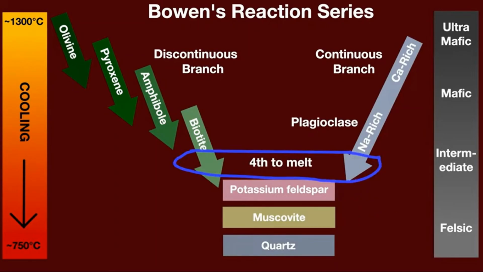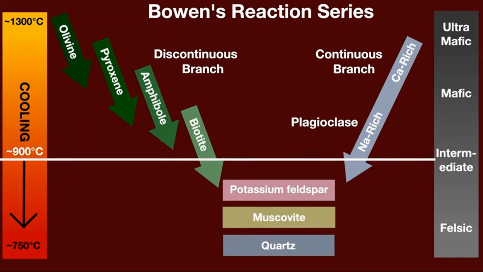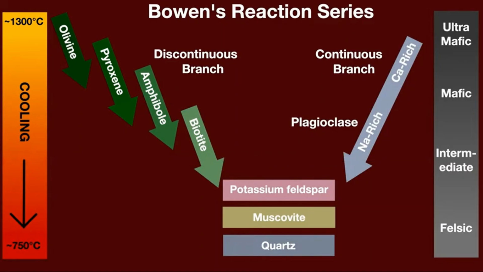Let's say I take a piece of the mantle and I don't melt it all the way to 1300 degrees C. I only melt it to maybe 900 degrees C. In that case, I might only be able to crystallize out of that melt biotite, maybe some sodium plagioclase, and then the potassium feldspar, the muscovite, and the quartz. What this diagram really illustrates is how we can get such a diversity of mineral assemblages by just melting a single piece of the Earth's mantle.